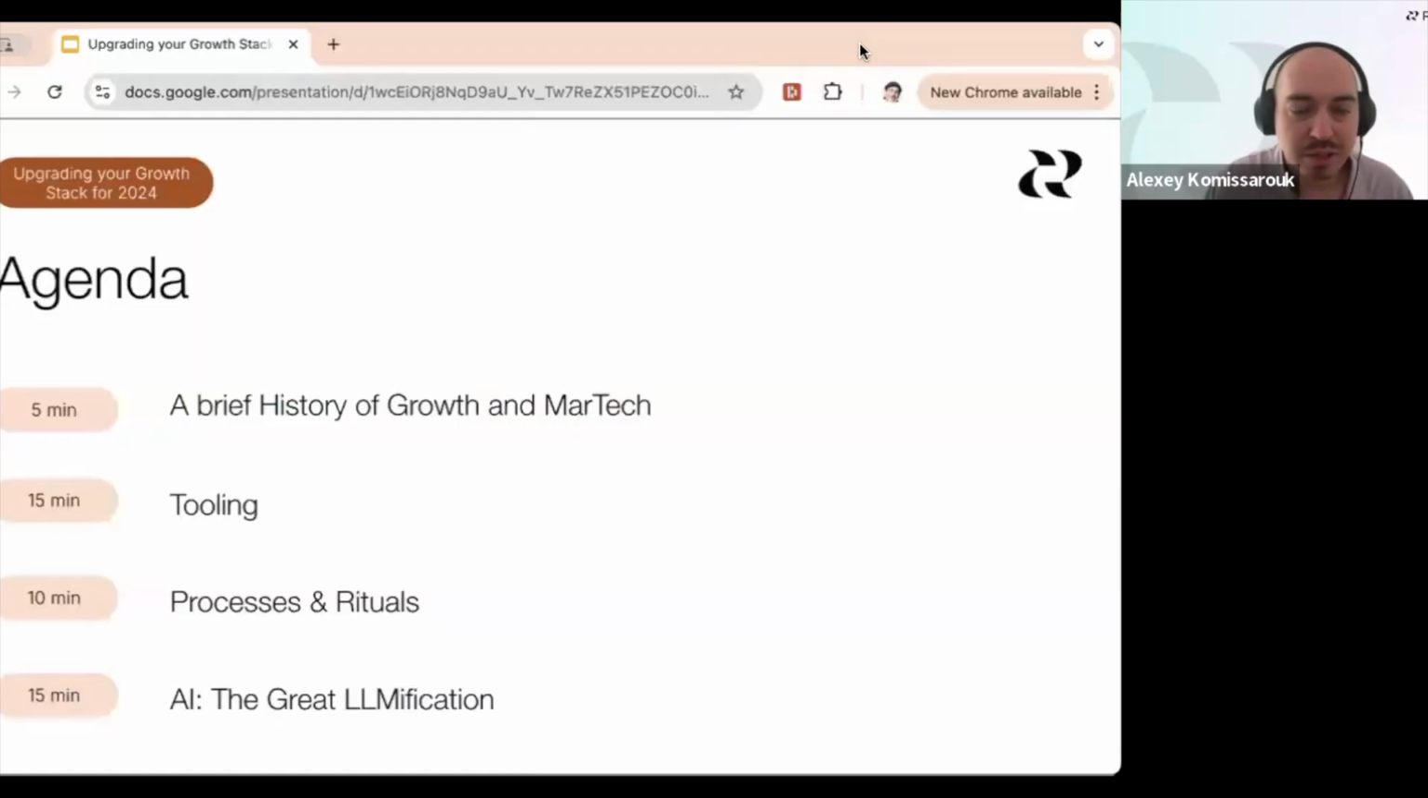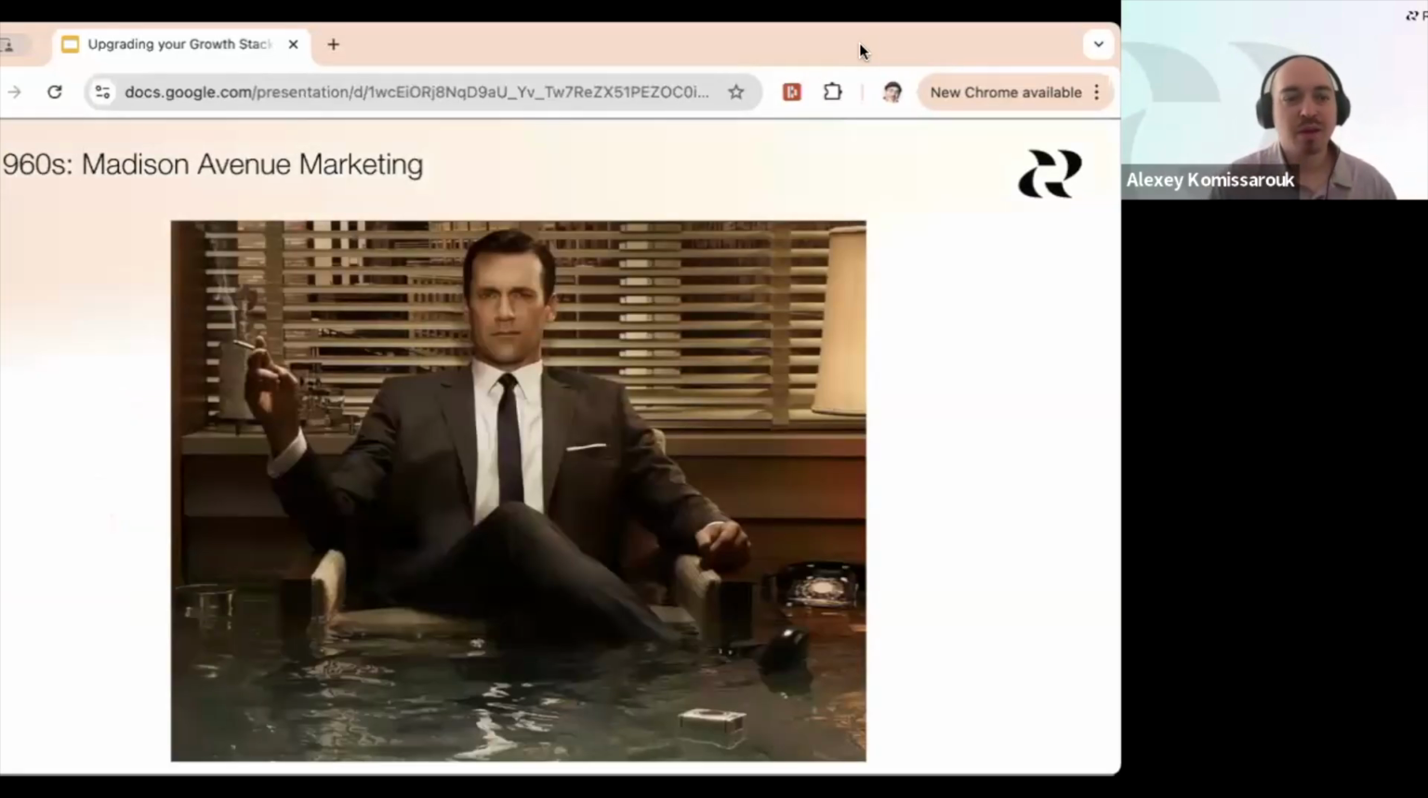What are we going to be talking about today? Well, before we talk about how to upgrade your stack, we have to understand where we're coming from. So what's the history of growth in MarTech? Then we're going to break our primary talk into 3 sections. We're going to be talking about how tooling has changed, how the process and rituals and the way you've run your team change. And finally, no talk is complete without AI these days. So of course, we'll talk about how AI is being used for growth today. Cool. Let's start with our history.